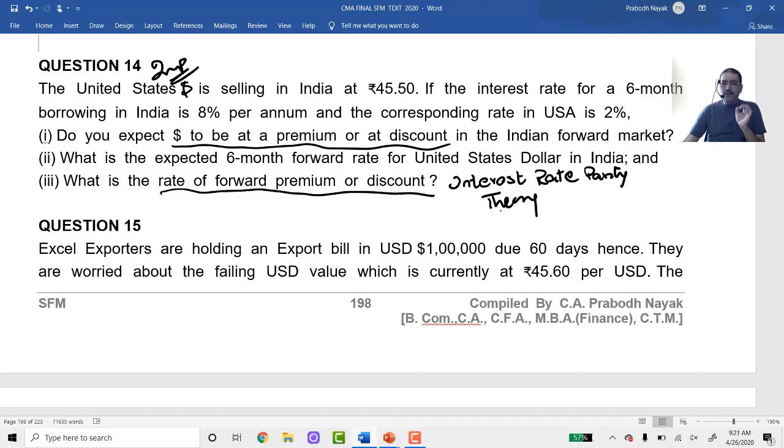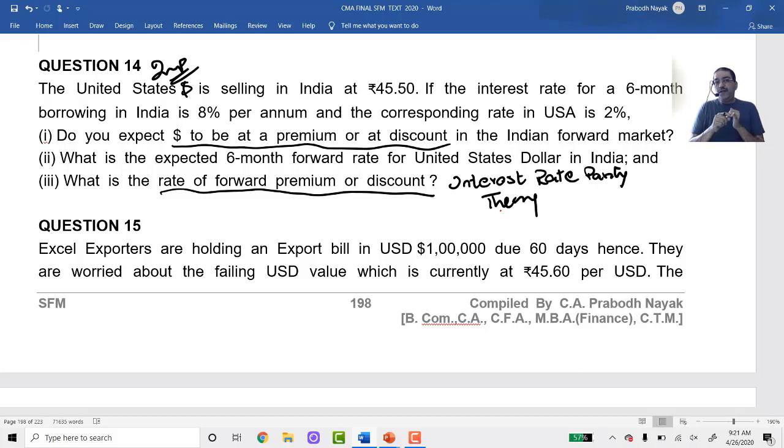You will ask, why 6%? 8 minus 2. Interest rate differential, 8 minus 2. It may not be exactly 6%. It may be 6.03% or 5.97%, but approximately 6%. So it is said that the forward premium or discount will be the interest rate differential of the two countries.